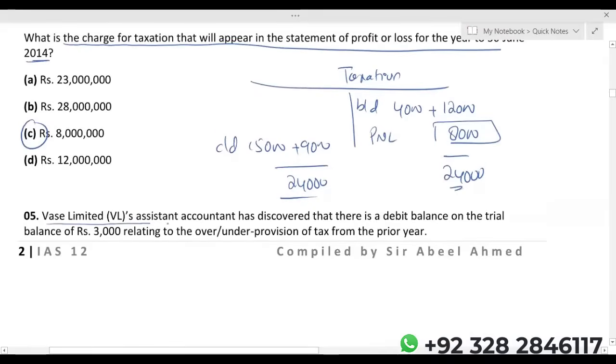Vast Limited's assistant accountant has discovered there is a debit balance on the trial balance of 3,000. The debit balance represents the under provision we have just discussed. A debit balance shows the under provision, and what an under provision does is increase your current year income tax expense.